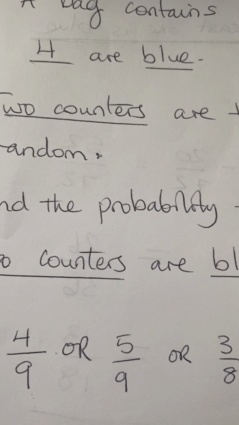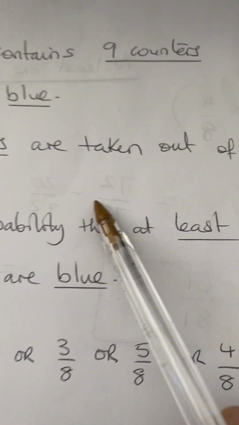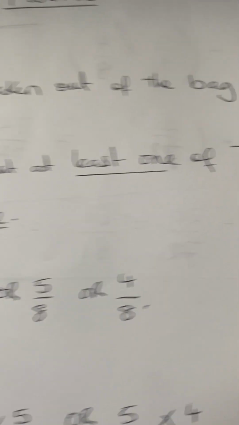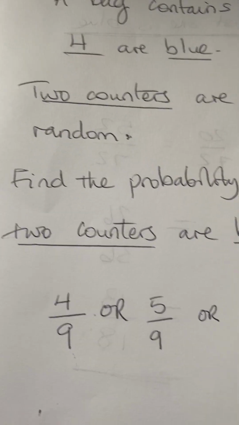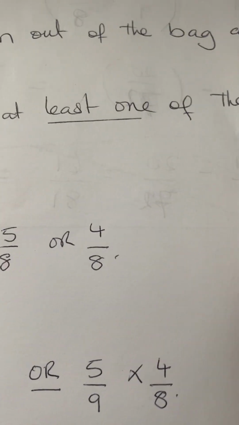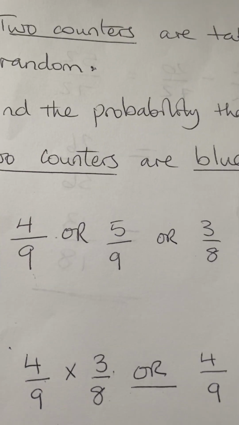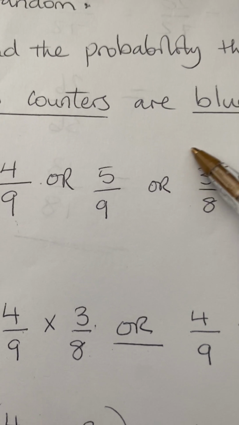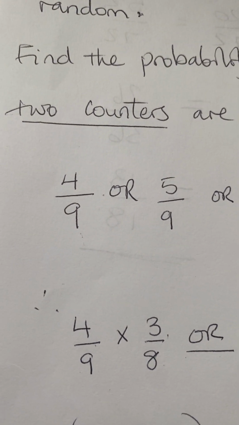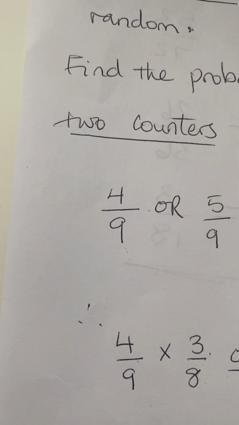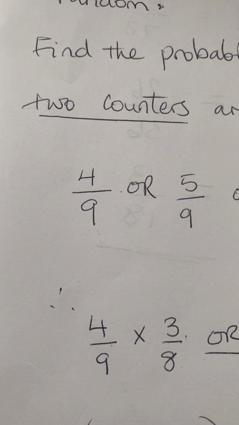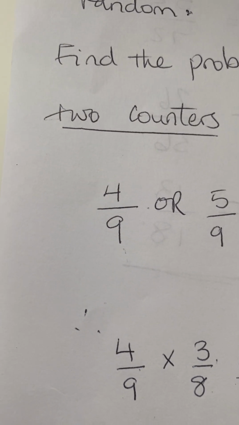4 are blue. 2 counters are taken out at random from the bag. Okay, find the probability that at least one of the 2 counters is blue. So if you have 9 counters and 4 of them are blue, okay, you can either choose a counter that is blue or not blue.